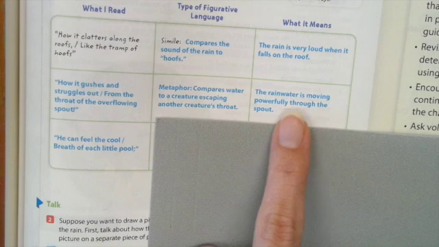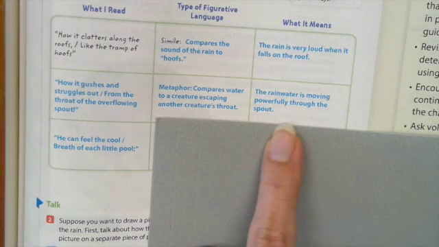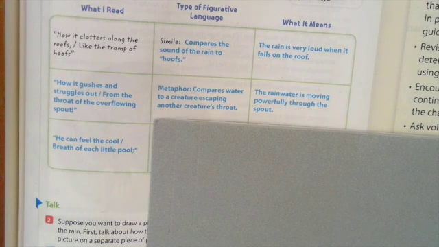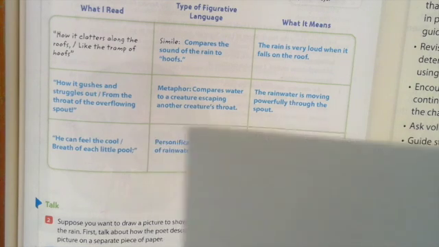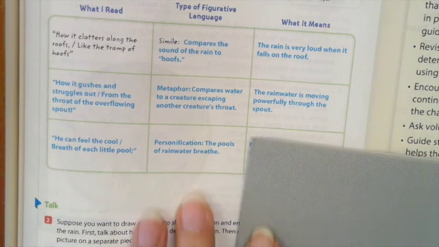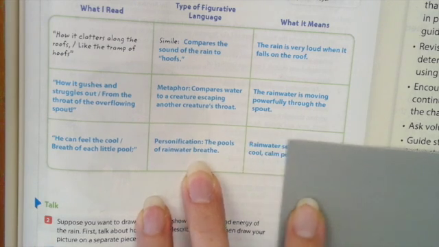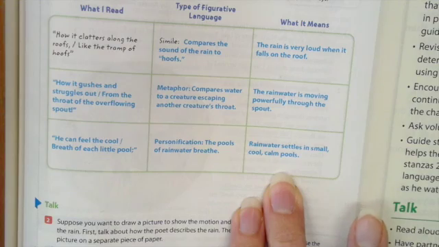It just means that the rainwater is moving powerfully through the spout. And then the last one, in the last stanza, he can feel the cool breath of each little pool. That is personification because the pools of rainwater can't really breathe. You're making the pools have breath, so it's personification, giving human-like characteristics to something that is not human. What does it actually mean? It means that the rainwater settles into small, cool, calm pools.